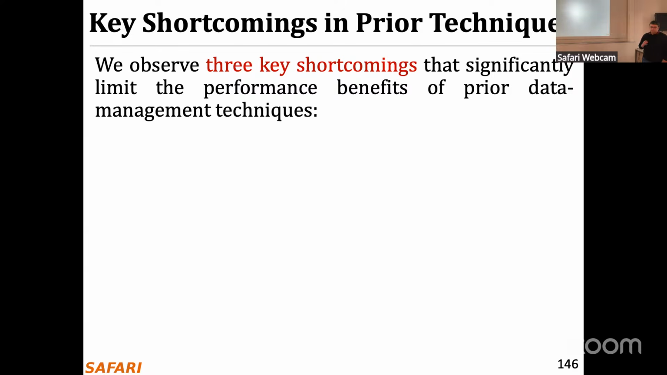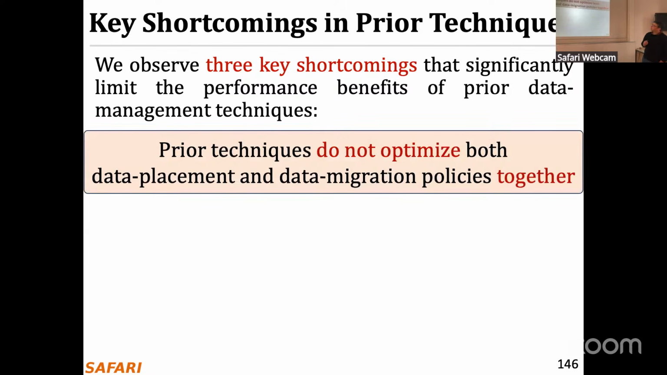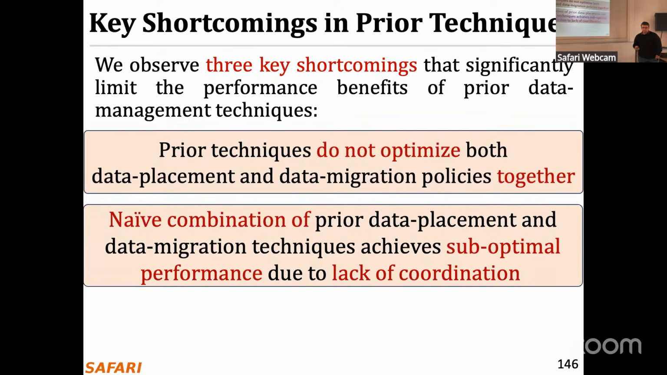And basically, we found that there are 3 key shortcomings. One is all these policies, including Sybil that we saw before, don't optimize both data placement and migration. So in Sybil, in terms of migration, when the fast device capacity reaches 100%, we move the data to the slower device at that point, because the main objective is to improve the performance of data placement or reduce the latency of the IO request. Now, all these prior techniques don't optimize both placement and migration.